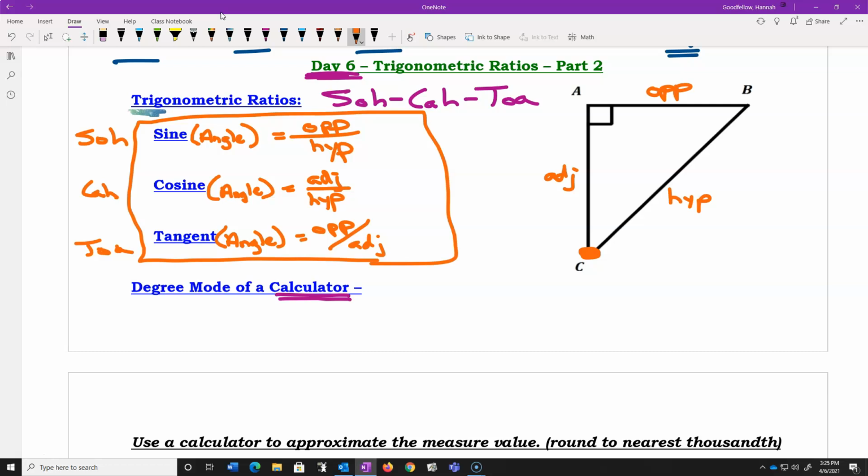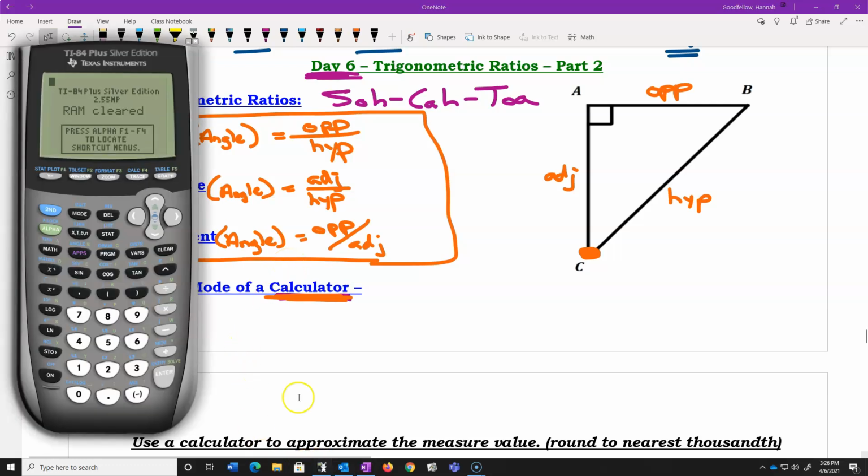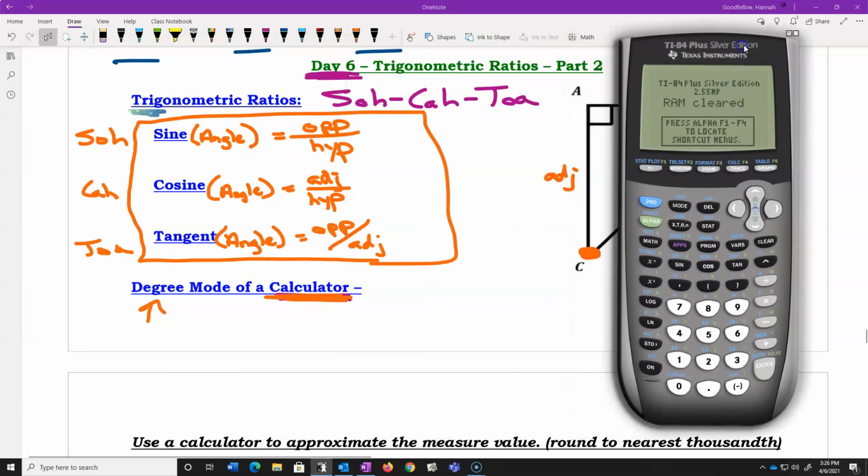But before we can actually solve some stuff, we have to make sure that all our calculators are in the same mode. They all have to be in the same modality, and that mode has to be degree mode. If you're using a graphing calculator like I've got right here, it has a mode button, and that mode button allows you to change it from degrees and radians. I want this one to be in degrees so that I get all the right answers, and it will be in degrees from this point forward.